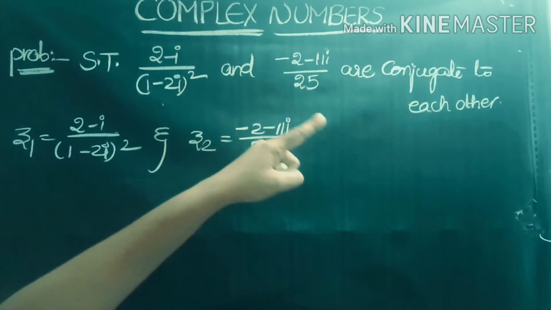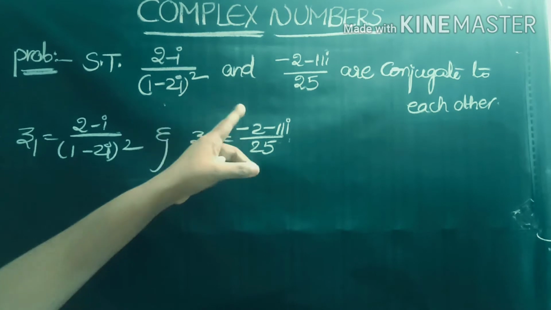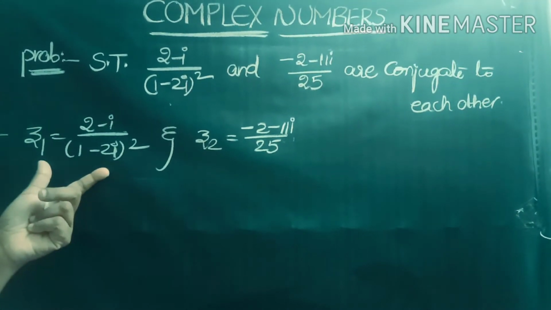Next problem: show that the complex numbers 2 - i, (1 - 2i)^2 and -2 - 11i, 25 are conjugate to each other. Now we want to show that these two numbers are conjugate numbers. So first we take the two numbers as z1 and z2.